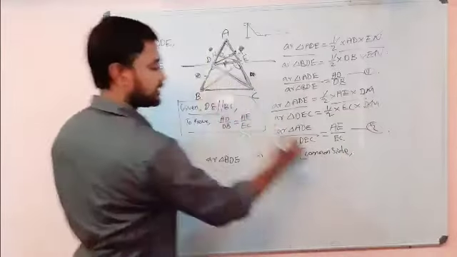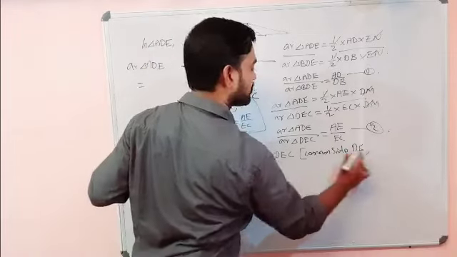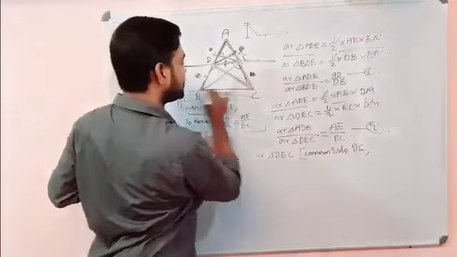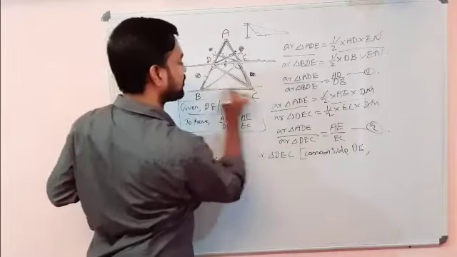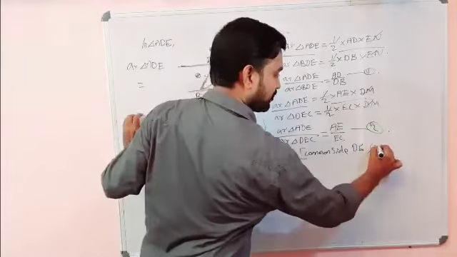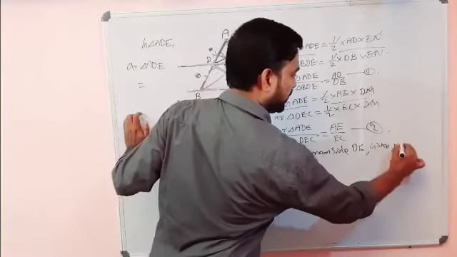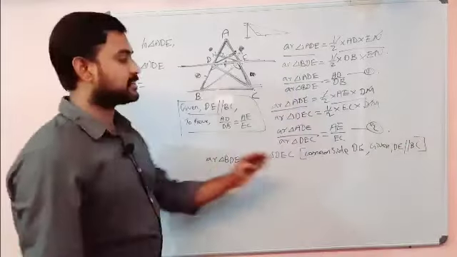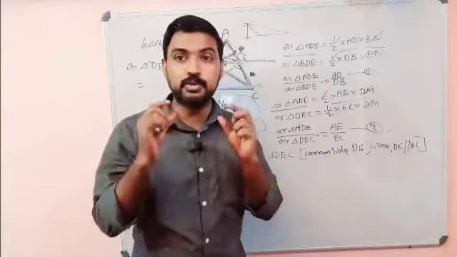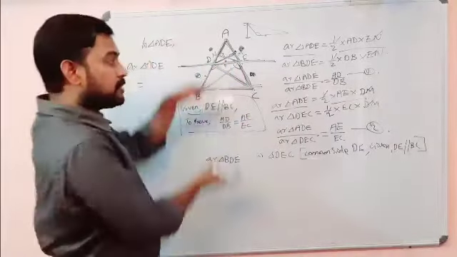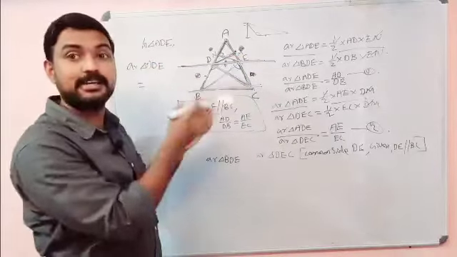Which is the common side? DE. DE is the common side. And this DE is parallel to BC. DE is the line parallel to BC, which is given. Given that, what is given? DE parallel to BC. So in class 9th, we studied that if two triangles have a common side, yes, common side DE, and lie between parallel lines, their areas will be equal.